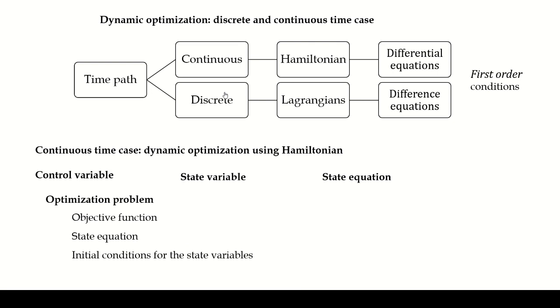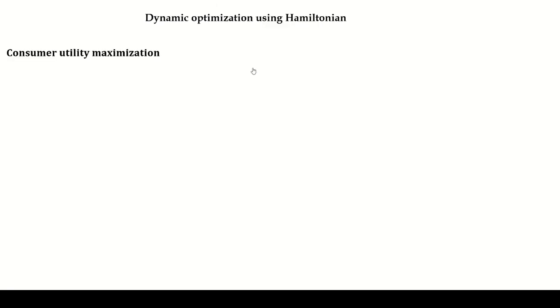And we will consider the case of consumer utility maximization, and for that we will employ the Hamiltonian. And again, our focus will be on the application side rather than the theoretical side. So let's start with the consumer utility maximization case of dynamic optimization. Again, let's just see what would be the control variable. The control variable in this case for the consumer would be consumption. The consumer will choose current period consumption, and through this they will determine what will be saved or invested.